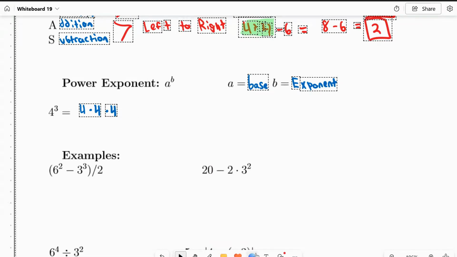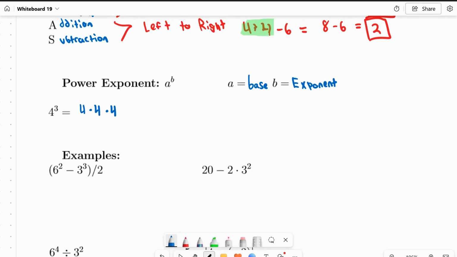We can do this in our head. We've got 4 times 4, which gives us 16. 16 times 4 gives us 64. I will also teach you guys how to calculate that using your calculators so you can check your work.